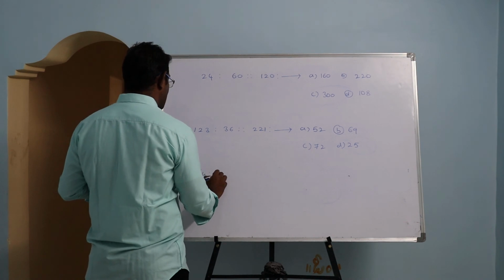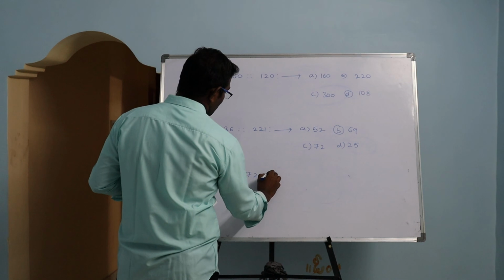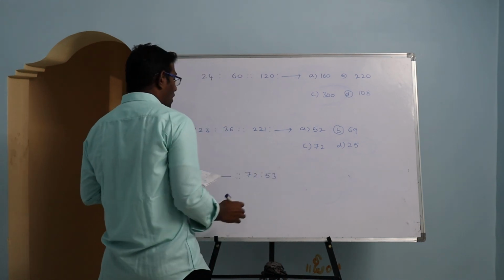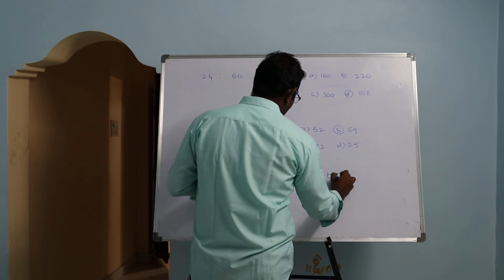64 is to dash as 72 is to 53. Option A is 44, option B 54.